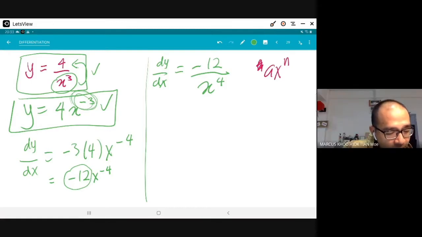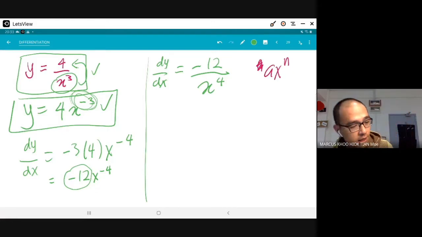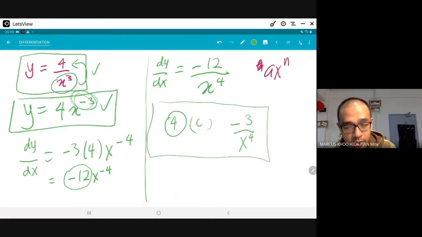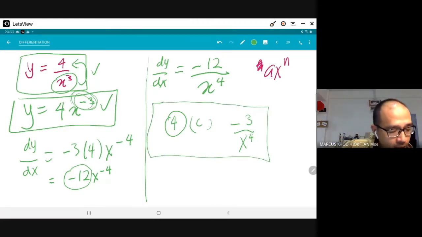The C answer should be negative 3 over x to the power of 4. Number 4, 4C. I'm writing the correct answer. It should be negative 3 over x to the power of 4. This should be the answer for 4C, people. Okay, please take note of this. Thanks, Sean, for being very rajin.